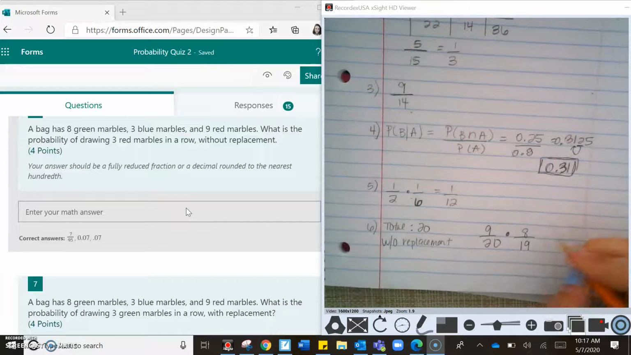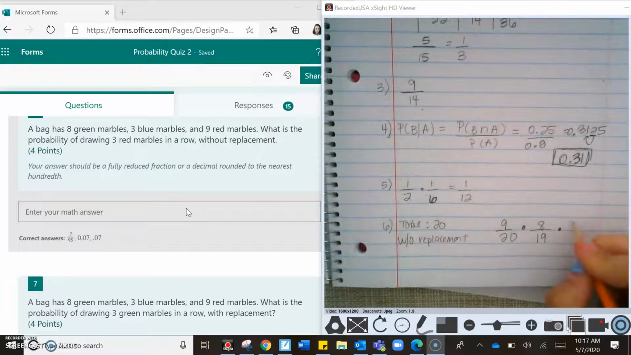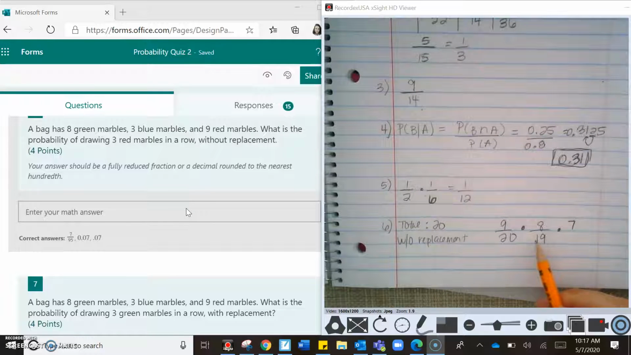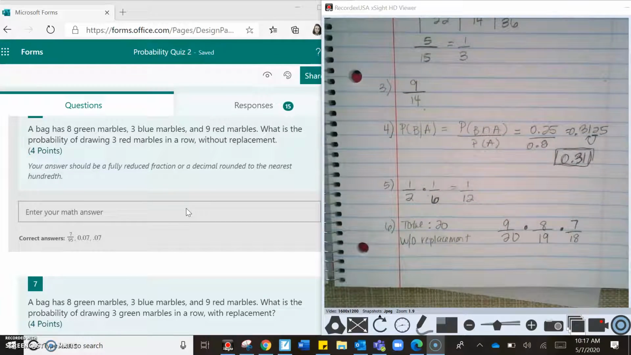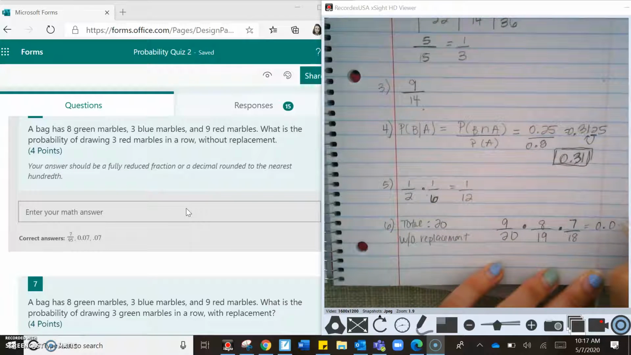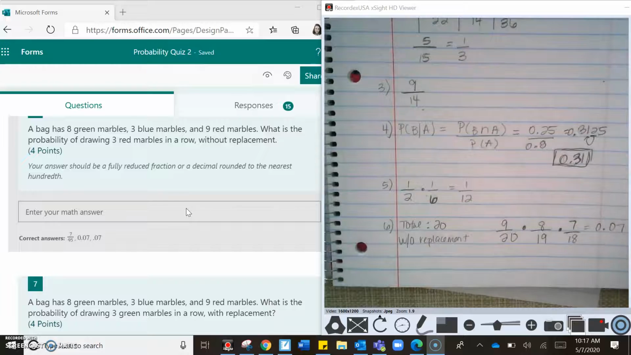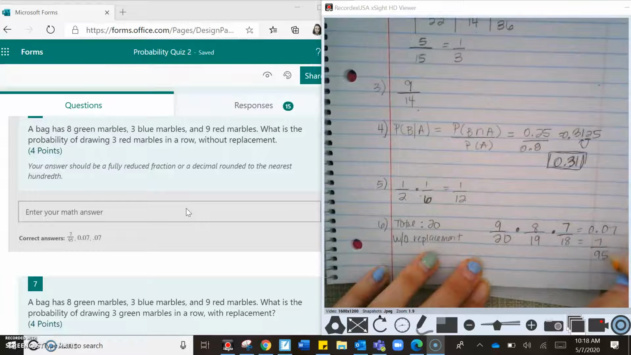Then I stick my hand back in the bag, and I have 7 red left, because each time I picked a red one, I sat it down on the counter. I didn't put it back in the bag. So I have 18 total left. So I'm going to take 9 divided by 20 and multiply it by 8 divided by 19 and multiply that by 7 divided by 18. It's going to give me a decimal at first, which was fine because it said you can round to the nearest hundredth there. And if you put it as a fraction, that's 7 over 95.